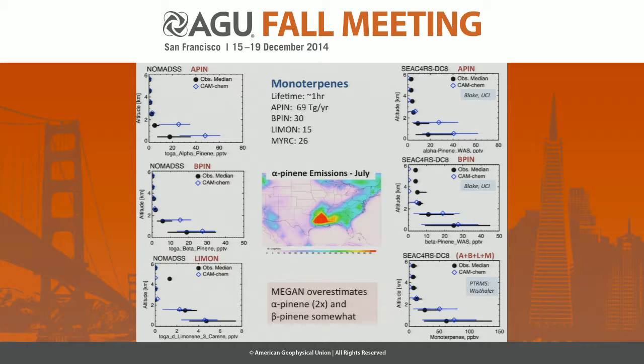There are numerous measurements of several of the monoterpenes. We have alpha-pinene on the top row from NOMADSS and from SEAC4RS, and the model seems to be a bit high in both of these cases. Beta-pinene is in the middle, and agreement is pretty good. During NOMADSS, the TOGA instrument measured limonene, which is at very small levels, only a few ppt, but the agreement is good there. And the PTR-MS measures total monoterpenes on the lower right, so I've summed up all of the terpenes in the model, and that agreement also looks very good.